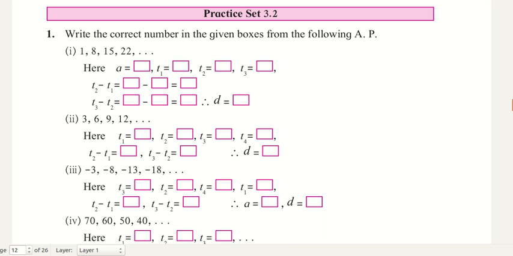So hello students, now we will be starting practice set 3.2. We have already completed practice set 3.1. Those were quite easy problems, and these are also easy. So let us start solving them.